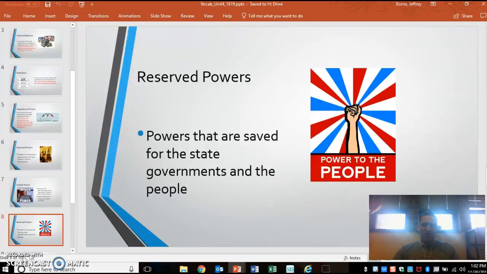All right, we got reserved powers. Reserved means, think about a reservation at a restaurant. You make a reservation, you set a table aside for yourself. Well, reserved powers are powers that are set aside or saved and given to the state governments and the people. And a lot of these have to do with education and protecting the environment and establishing local governments, things of that nature, where it's something that you might see different from state to state, issuing licenses.